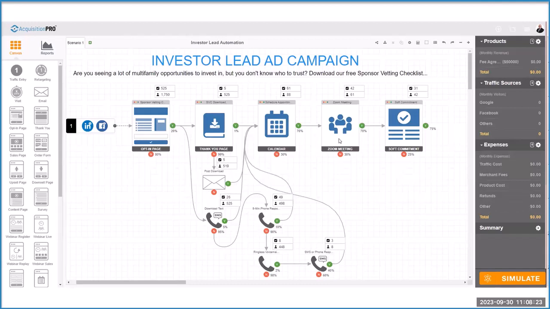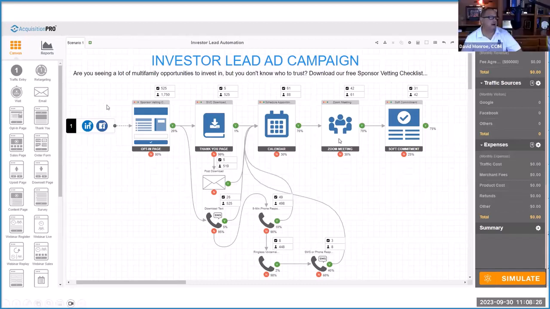All right, so here's the strategy, and it's actually pretty powerful. Because we're giving away a sponsor vetting checklist, just so you guys know, you already have this landing page, this lead magnet, and this thank you page in your Acquisition Pro account. They're already there. So is the follow-up sequence to get them to get this download, to build that relationship with them. We already have all this.